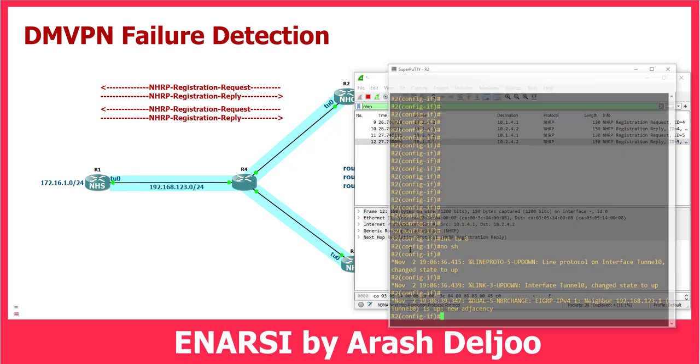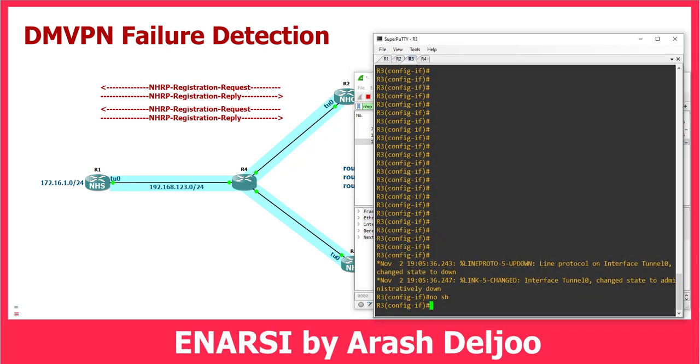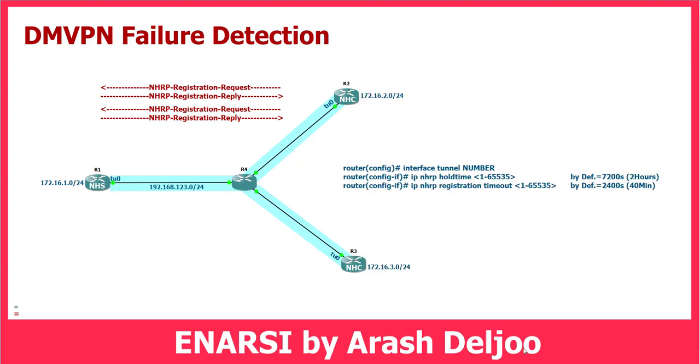Let me also enable router 3. Here, router 3's interface tunnel, no shutdown. Again, as you can see, we have two NHRP registration requests and NHRP registration replies for router 3's tunnel interface. That's it. Then let me show you what is happening on router 1.